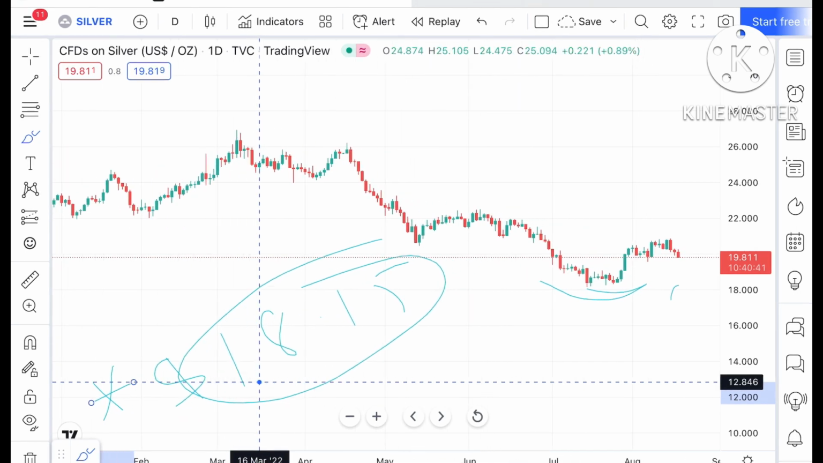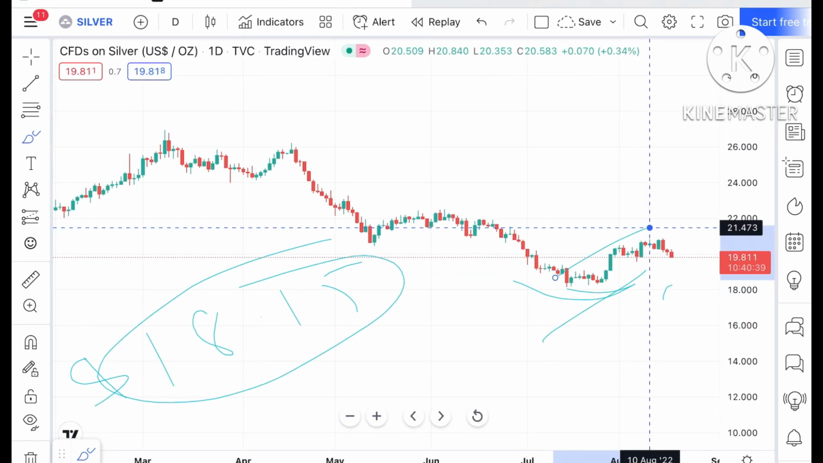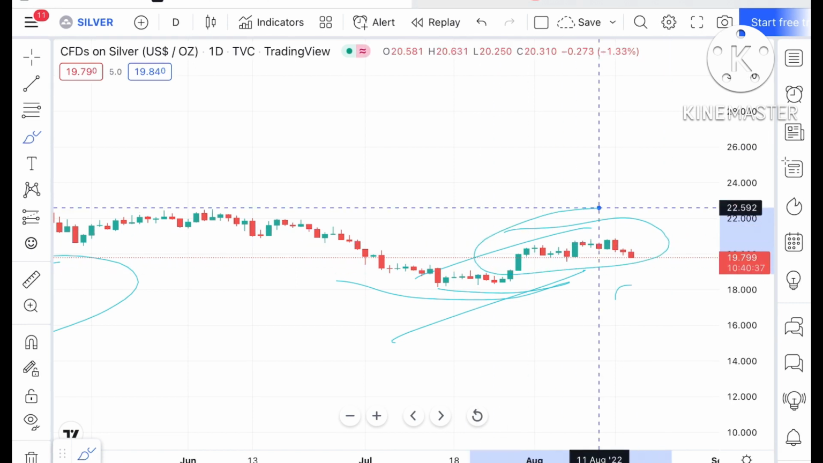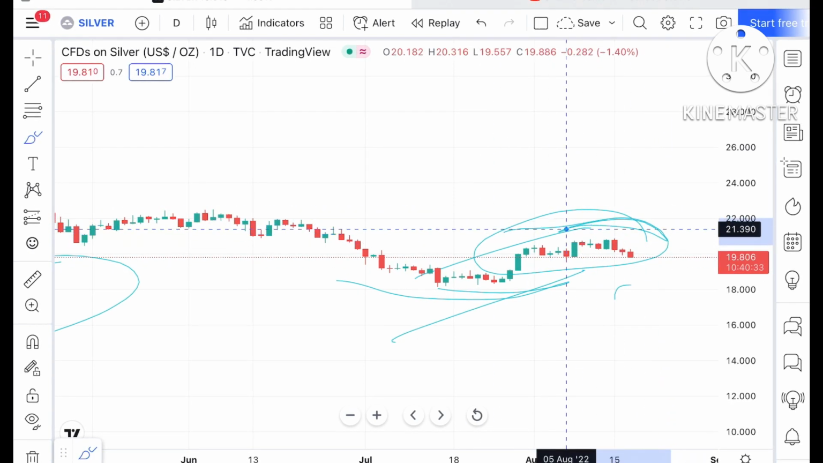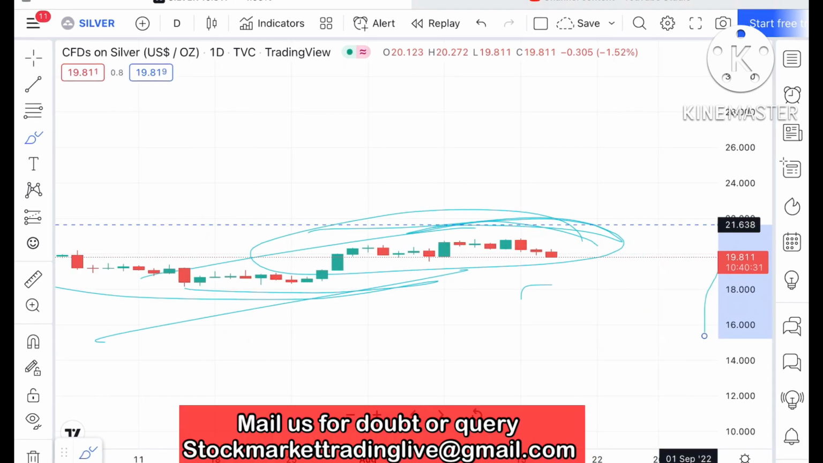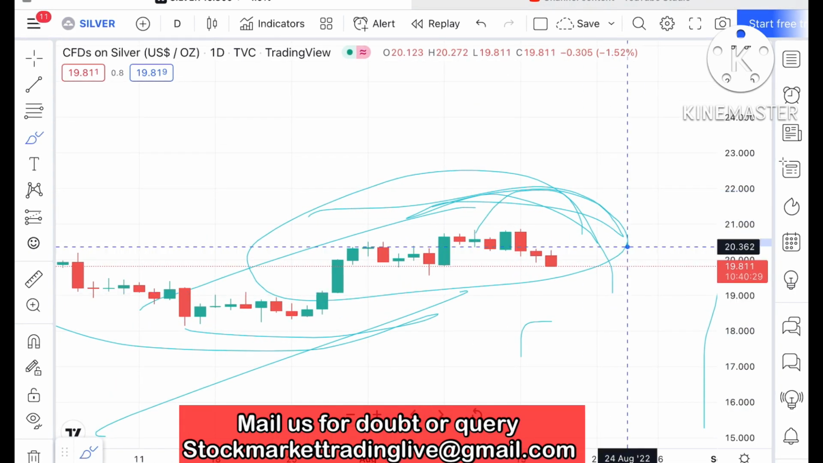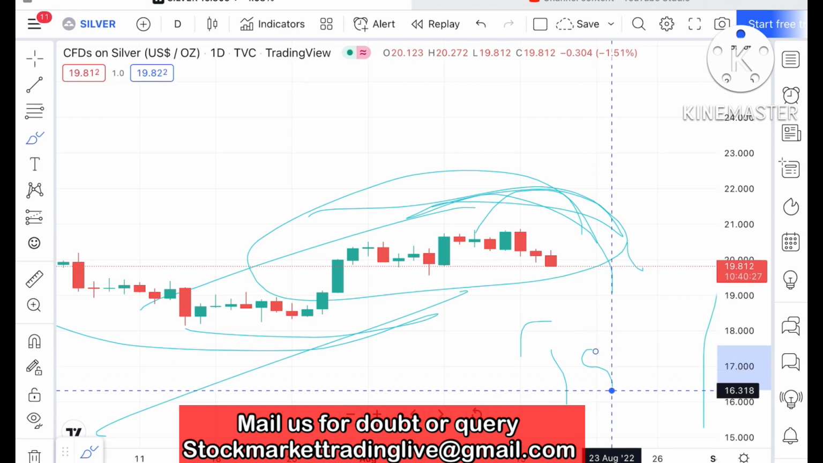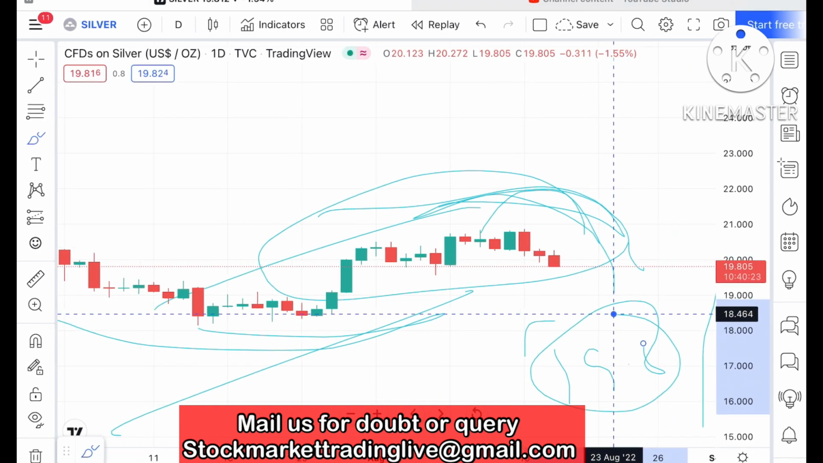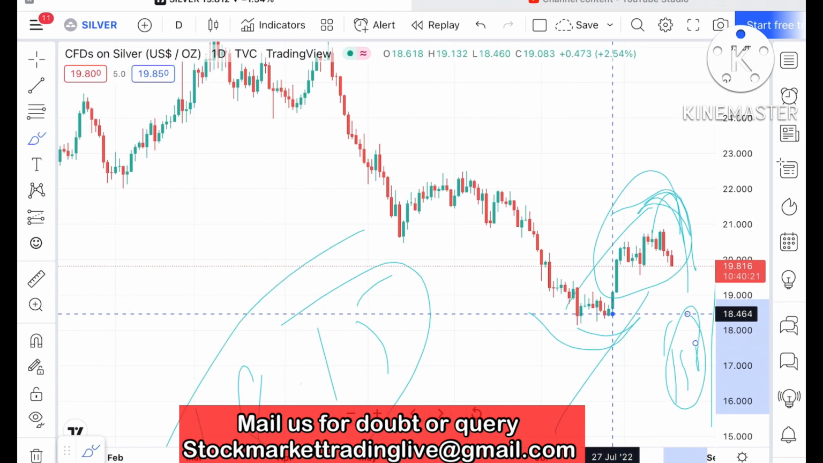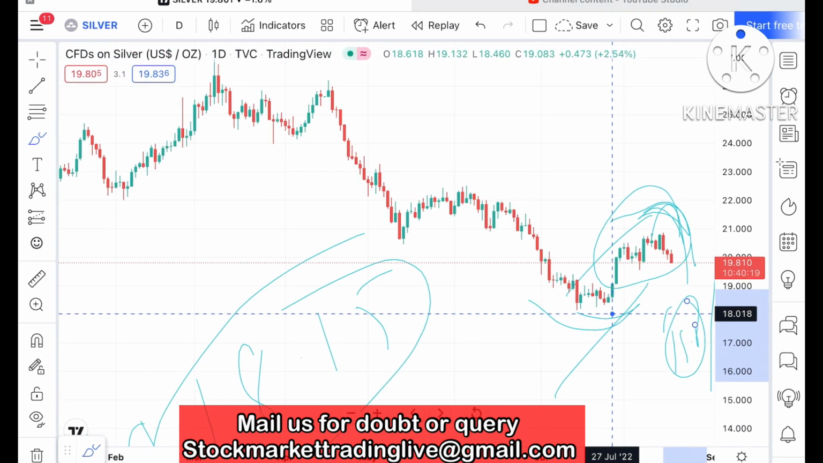Now after that we have seen a rise in the price of silver, and it is moving in this particular zone. Again we have seen a swing forming at this particular level. After that we have seen a fall, making a low of around $19.8. It is trying to go continuously down, because we have seen more sell off in the price of silver.